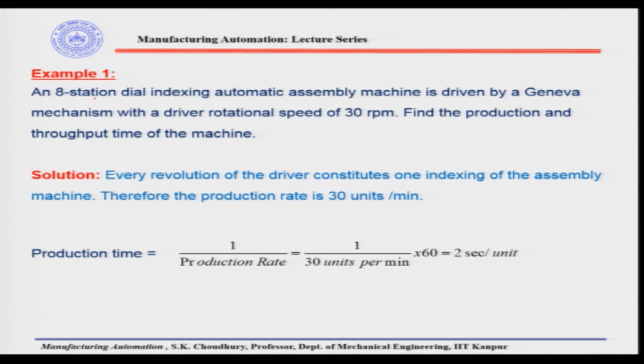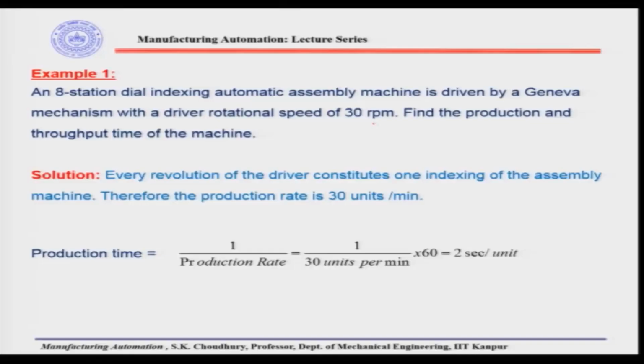Suppose we have an 8 station dial indexing automatic assembly machine, and this is driven by a Geneva mechanism with a driver rotational speed of 30 rpm. Find the production and the throughput time of the machine. I would like to remind you that when we saw the Geneva mechanism, the driver rotational speed is the one which is rotating the pin continuously, okay, and that is the driver rotational speed.